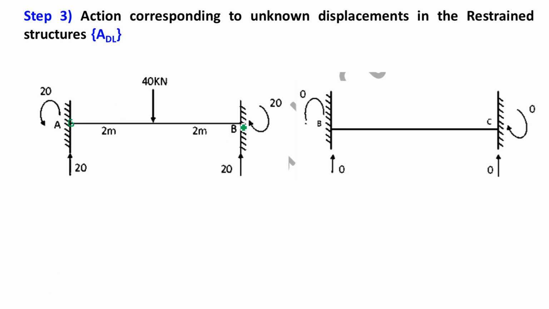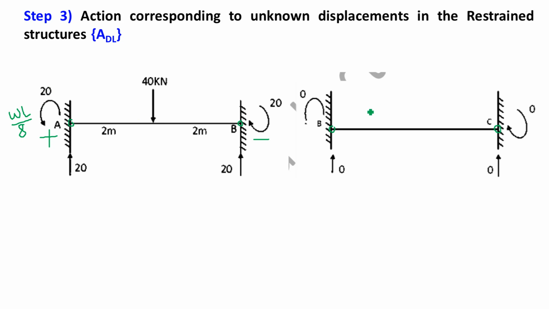So A, B, then BC, all supports are fixed, right? Now we have to find out the fixed end moments first. So central point load on AB span, fixed end moments are WL by 8. We know that it is WL by 8 plus or minus: anti-clockwise on the left end, so it is plus, and clockwise on the right end, it is minus. Magnitude of this moment is 20.